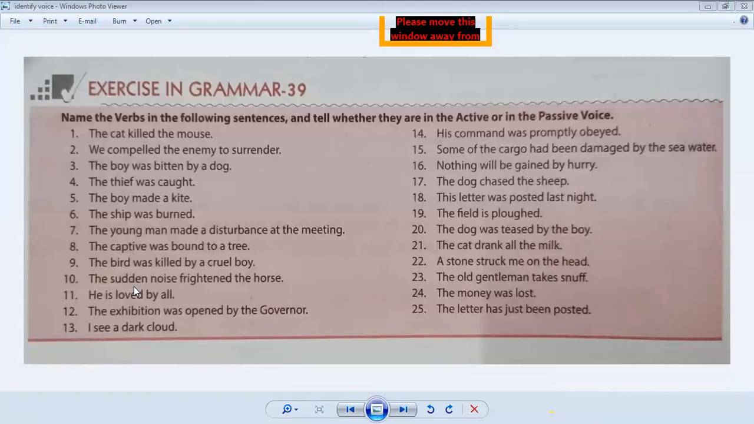Yes. 14th is passive. Correct. Aditya. Yes. Clear? How to identify the voice? Will you be able to identify the voice? Whether it is active or passive? Don't get confused at all. Underline subject, verb, object, and see if your subject is doing the action represented by the verb. If yes, then it is active voice. If not, it is passive voice.